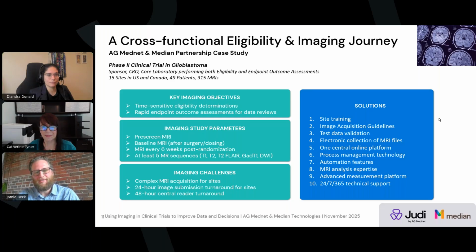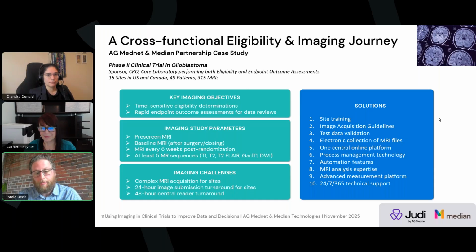Thank you, Deandra. As the intro noted, this trial was very complex, and as such, Median and AG MedNet partnered and worked together through some solutions that I'd like to talk about. Median utilized Judy to maximize the efficiency of the central reading process. During project startup, but before sites were provided any study data, Median provided site training and performed test data validation within Judy. The test data validation process was a key step to ensure that each site would be able to meet the stringent protocol requirements for MRI acquisition, which would ultimately prevent any data loss.